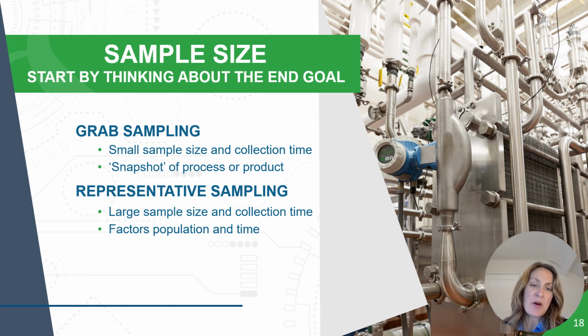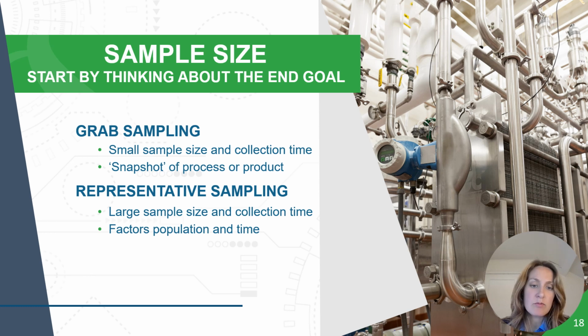Something important to think about when you're looking at your sampling plan and you want to gain some control over your equipment and your hygiene is your sample size. The best place to start is to think about the end goal. Are you wanting to understand what's in a tank? Are you trying to understand your product quality from the beginning of the process to the very end for that entire day, or longer if you're running longer than that?